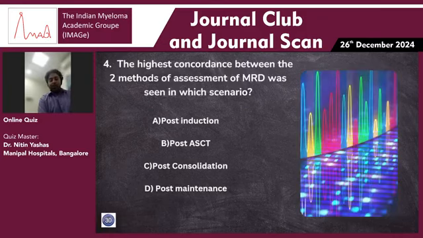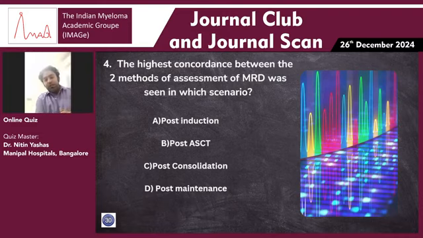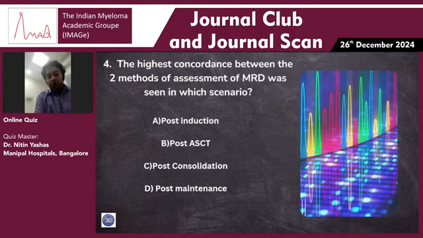All right, penultimate question, try to hit it for a 6. The highest concordance between the 2 methods of assessment of the M protein in MRD was seen in which scenario? Remember, you're comparing mass spectrometry versus NGS-based testing. In which scenario was the highest concordance seen? Was it A, post-induction, B, post-ASCT, C, post-consolidation, or D, post-maintenance?